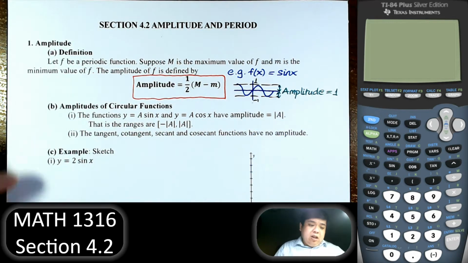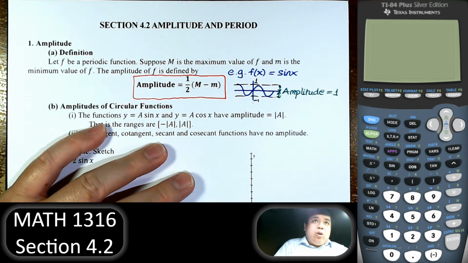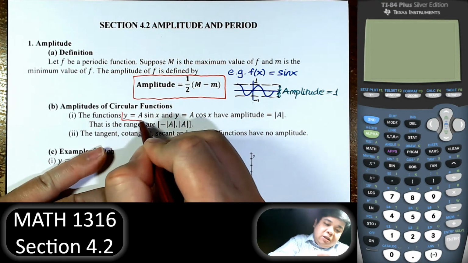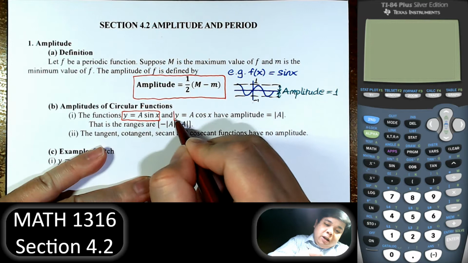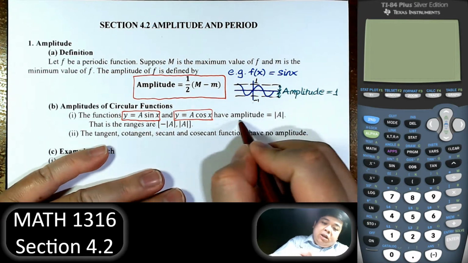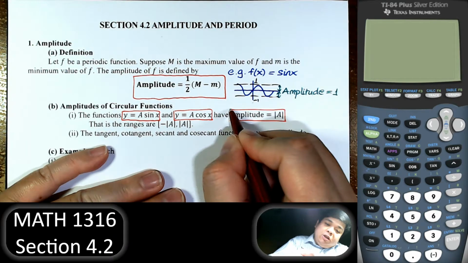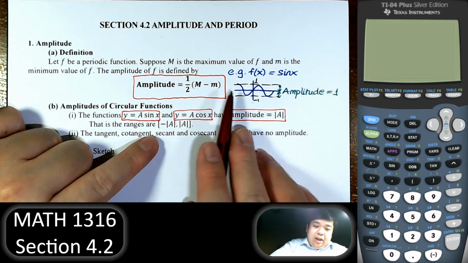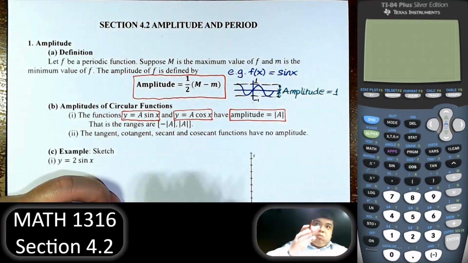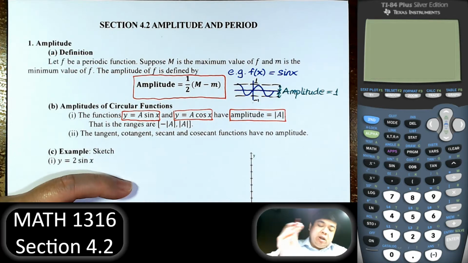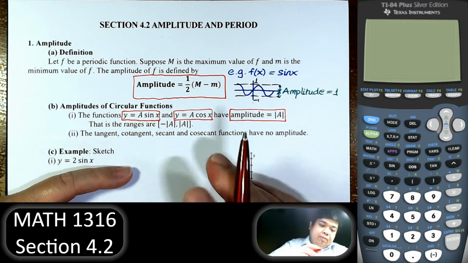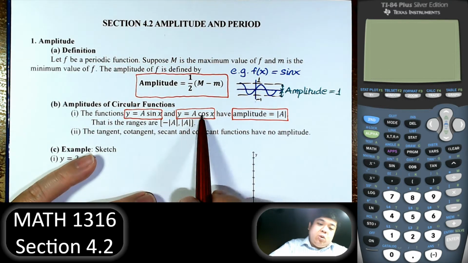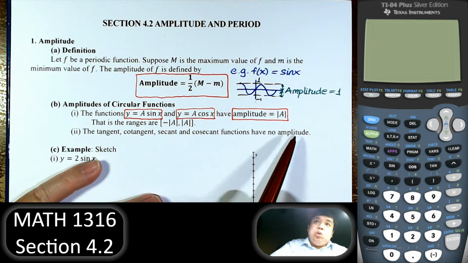And we have this theorem: the function y equal to a sine x or a cosine x has an amplitude of the absolute value of a. So if we have a negative a, the amplitude is still always a positive number, so it's going to be the absolute value of that. We'll go to an example when we have a negative case. And only sine and cosine have amplitude. The other functions do not have any amplitude.